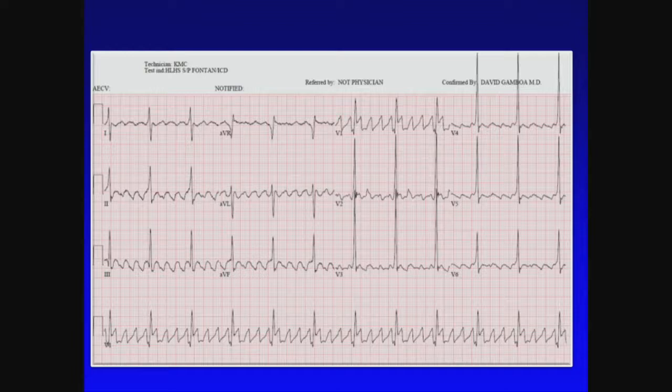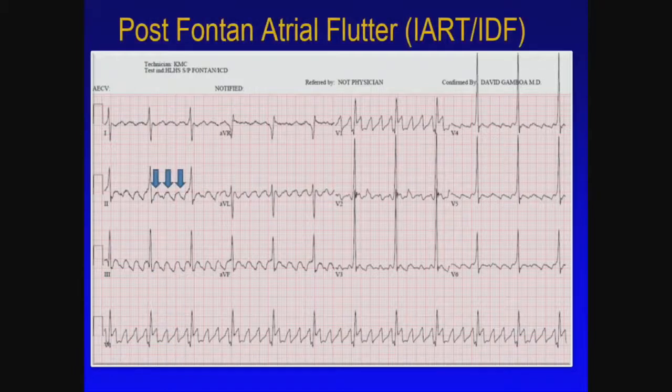Okay, Fontan, you see this EKG. Even if you didn't see this EKG, most likely it is flutter. Okay, you saw this sawtooth appearance. It is post-Fontan atrial flutter. It is intra-atrial reentrant tachycardia or isthmus-dependent flutter, right? IART or IDF, the more recent.